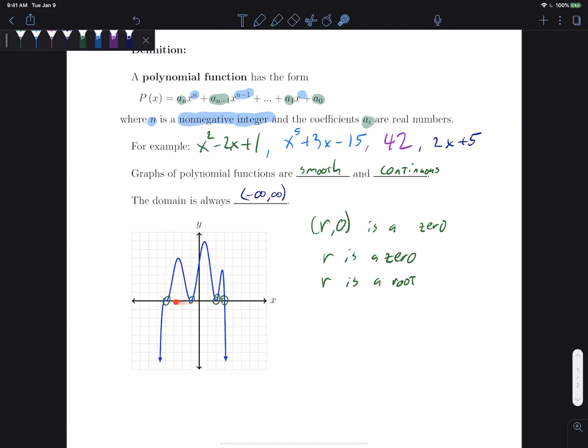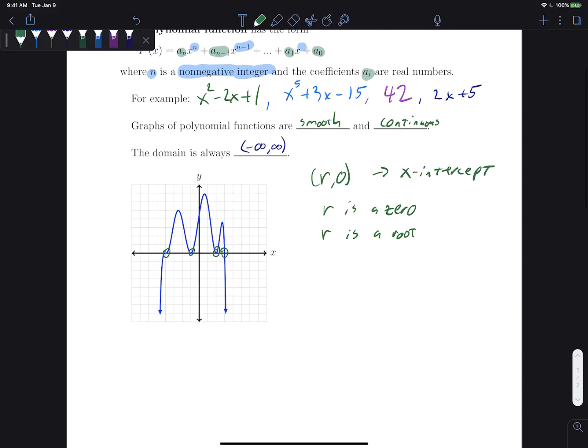Because we kind of think of this x-axis as the ground, and anything below that is where it's going to start having roots, or in other words, it can touch the x-axis like it does here. Those are all roots. So root, a 0, or even an x-intercept. So (r, 0) is an x-intercept, r is a 0, and r is a root. All of those mean the exact same thing.